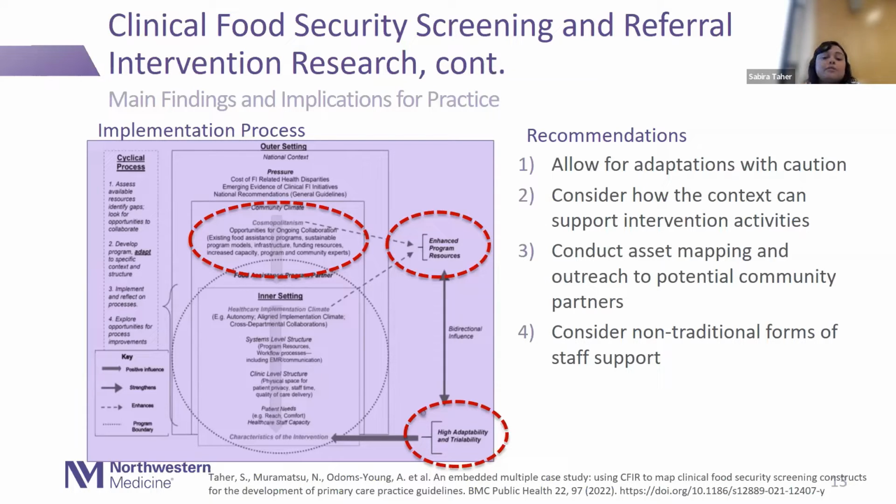Consider non-traditional forms of staff support. In this instance, the intervention was adaptable in that clinicians, as we know, are overwhelmed with many responsibilities, especially in primary care practice. And so they were actually tasked with doing the referral piece of the program. Medical assistants did the screening, physicians then did the referral. The physicians didn't have time for that. So social workers stepped in, as did community partners, to do that referral piece of the program.